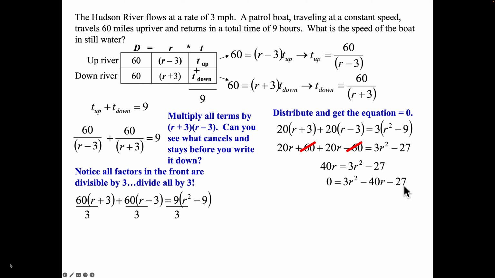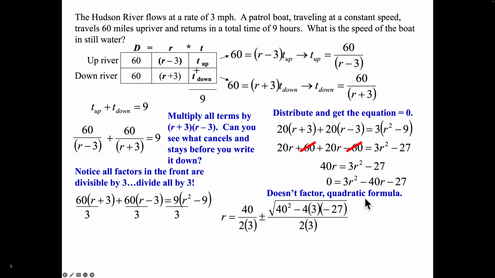And now we'll try to, wait a minute. Let's see, it's either 3 times 27, that's going to subtract, I'm going to have 24, or 9 and 9. Nope, this does not factor. So we're going to have to use the quadratic formula.